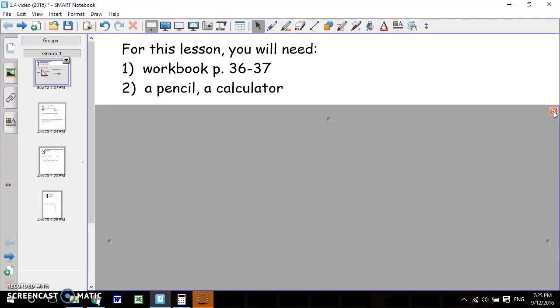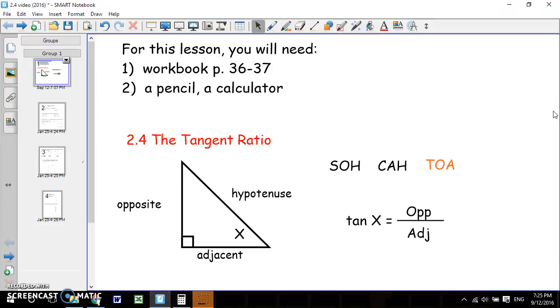For this lesson, you will need your workbook, page 36 to 37, a pencil, and a calculator. We will be looking at section 2.4, the tangent ratio, in our lesson.